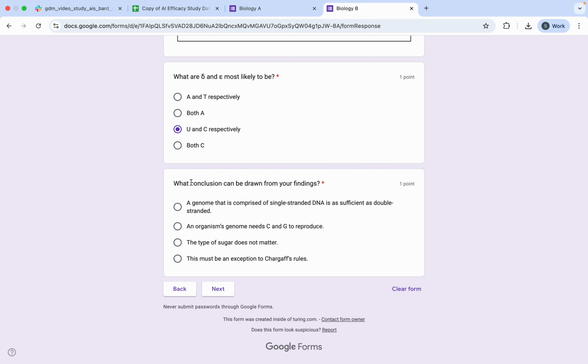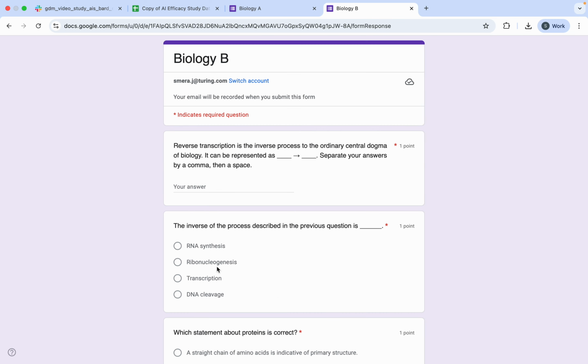Next question is, what conclusion can be drawn from your finding? A genome that is comprised of single stranded DNA is as sufficient as double stranded. An organism genome needs C and G to reproduce. The type of sugar does not matter. This must be an exception to Chargaff's rules. So I think this is the correct answer. Okay.